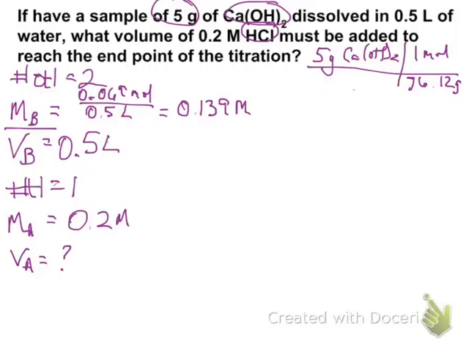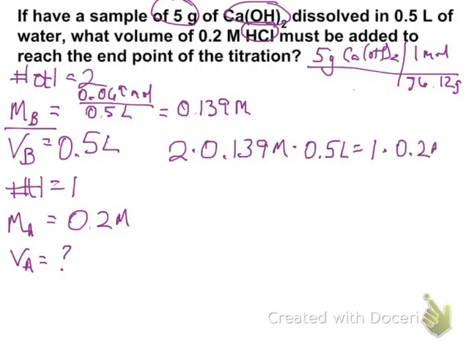Alright, so now we plug it in our equation. We've got 2 hydroxides times our molarity of 0.139 molar times our volume of 0.5 liters, which is equal to 1H times our 0.2 molar times the volume of our acid, which is what we're looking for. And as usual, we can just do our algebra from here. We're trying to get VA by itself.